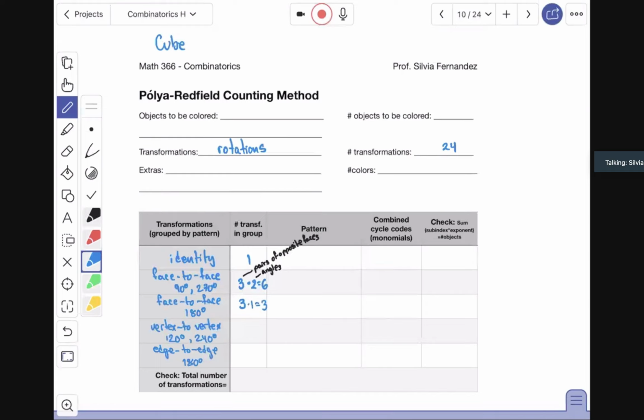You see? And these lateral faces go to each other. So here, this one, 180 goes to that one. You see?